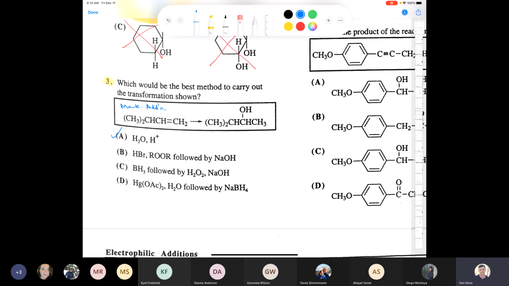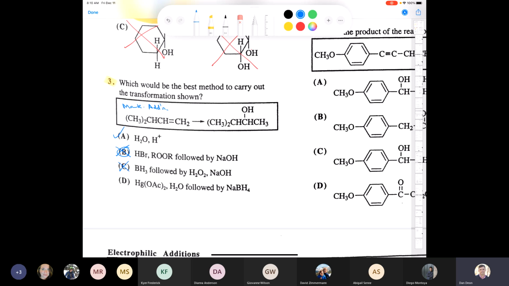That's an idea, right? Now this one here, this is an anti-Markovnikov. These are the conditions for anti-Markovnikov addition of HBr. If we use HBr and peroxide, that's got nothing to do with what we're trying to do. The next one says borane followed by hydrogen peroxide. That's an anti-Markovnikov addition. But the last one is, the first step is mercuric acetate in water followed by sodium borohydride. That is a Markovnikov addition.